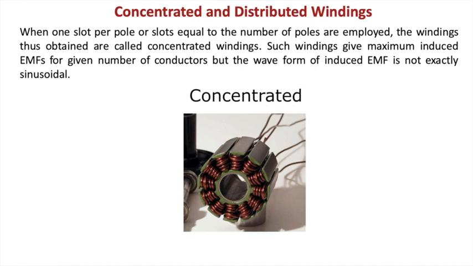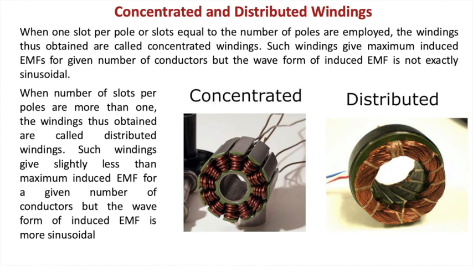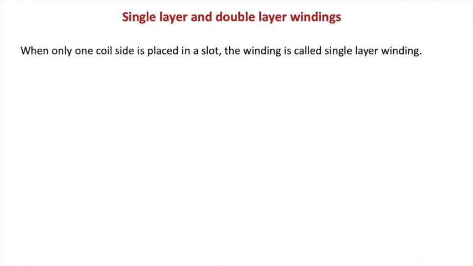When the number of slots per pole is more than one, the windings thus obtained are called the distributed windings. Such windings give slightly less than the maximum induced EMF for a given number of conductors, but the waveform of induced EMF is more or less sinusoidal. So this is a scheme of the distributed winding, where the winding is distributed throughout the periphery of the given stator.